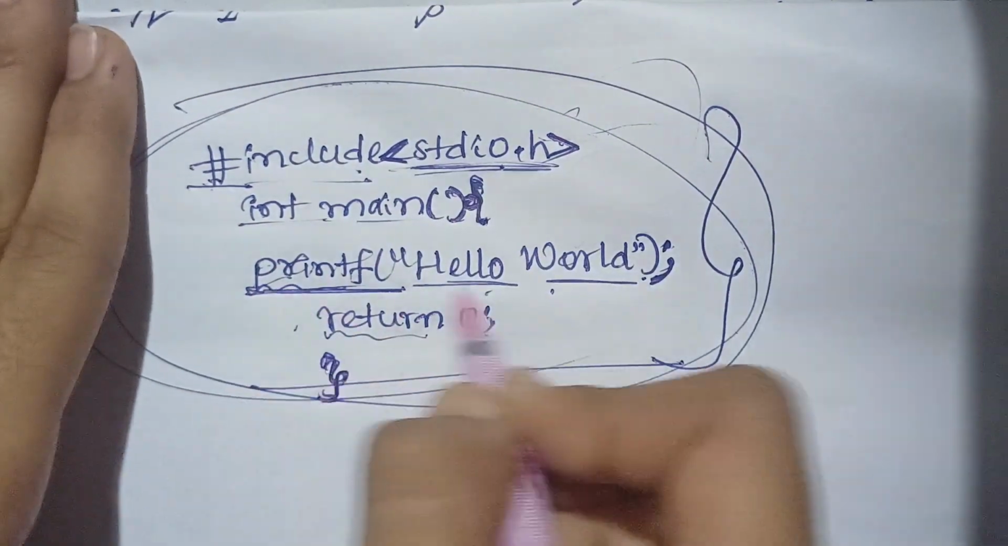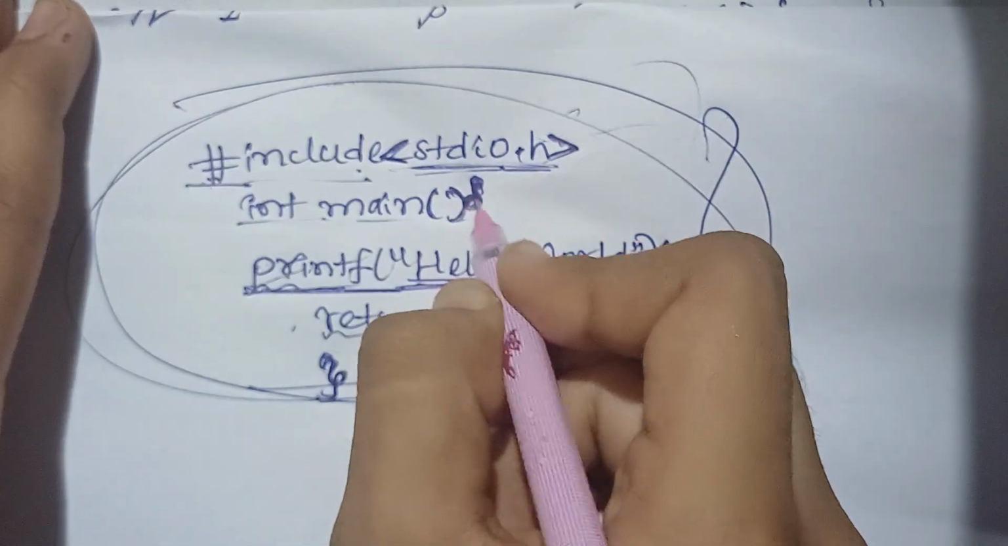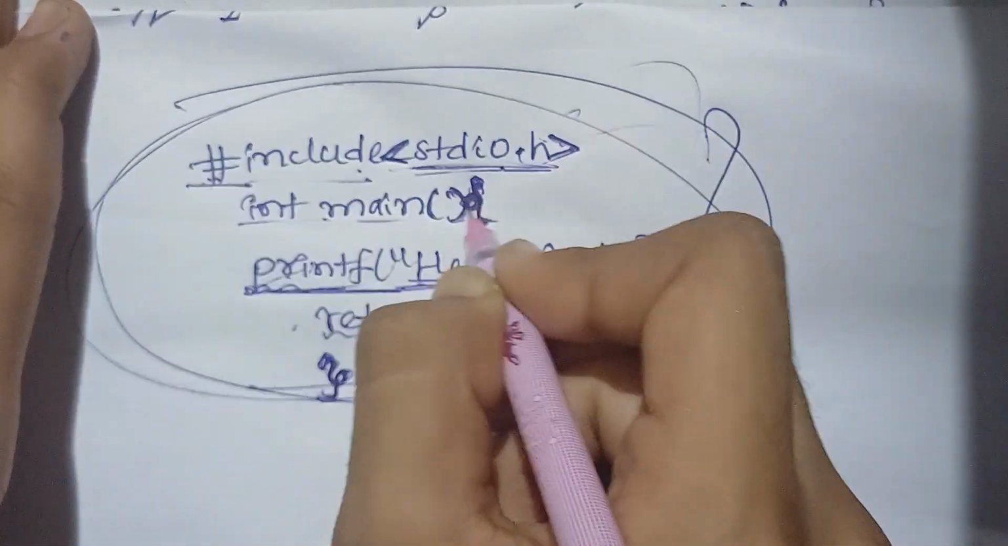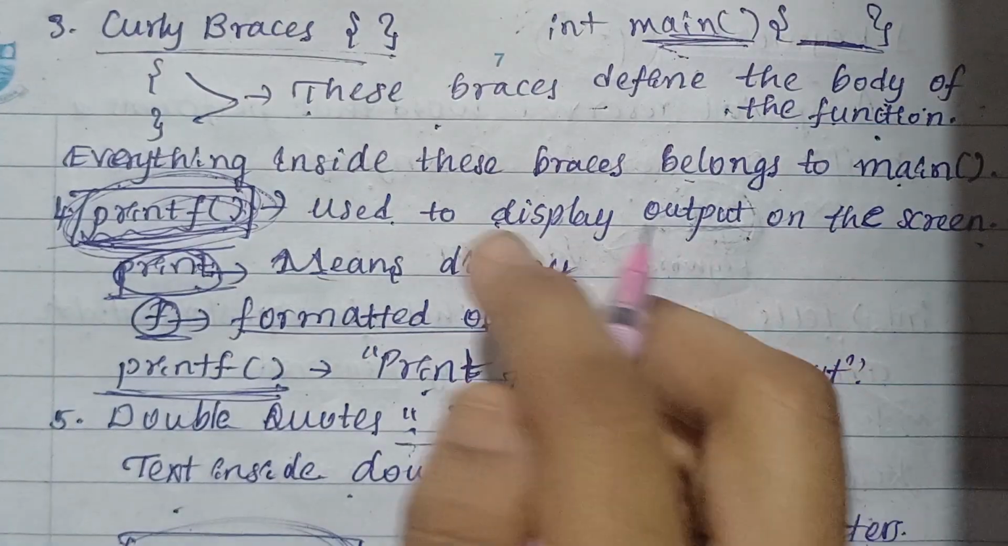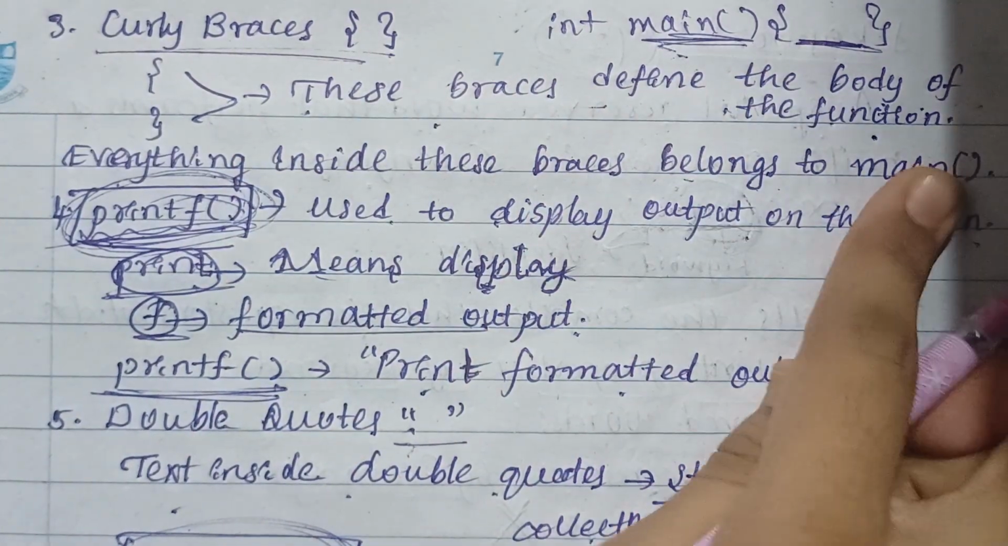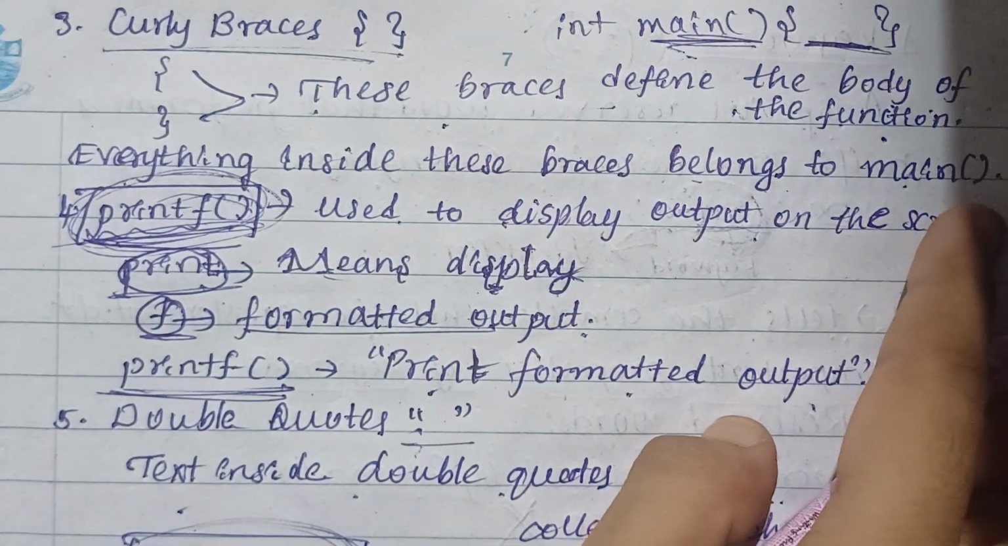See, as you can see here, we are just printing hello world onto the console, right? That thing is written within these curly braces. It is nothing but the body of the function. These braces define the body of the function, and everything inside these braces belongs to main.